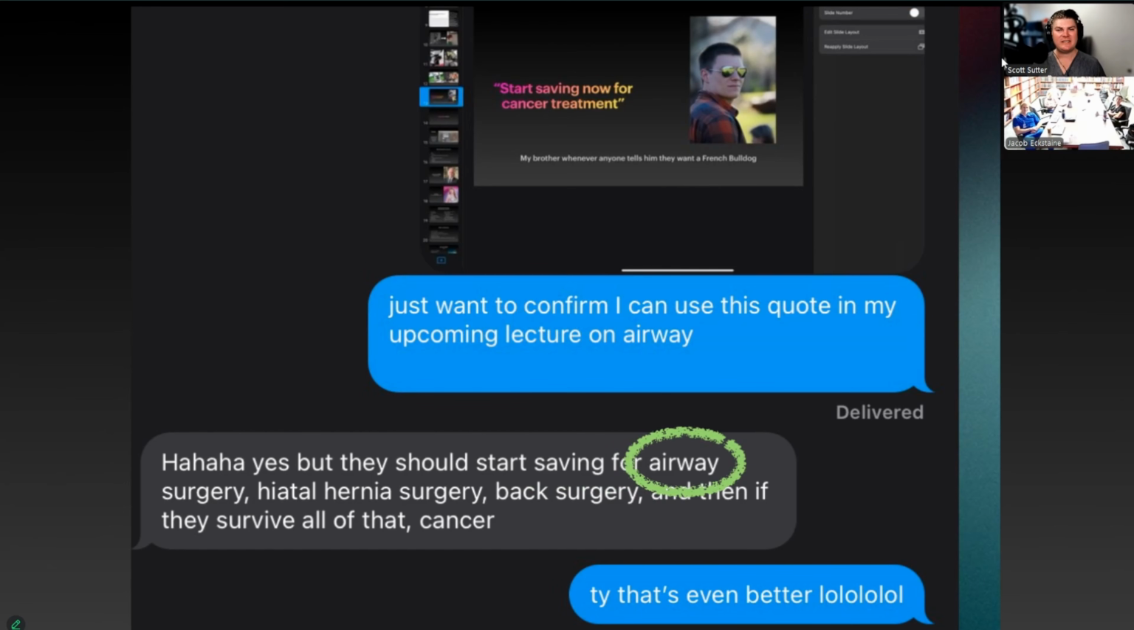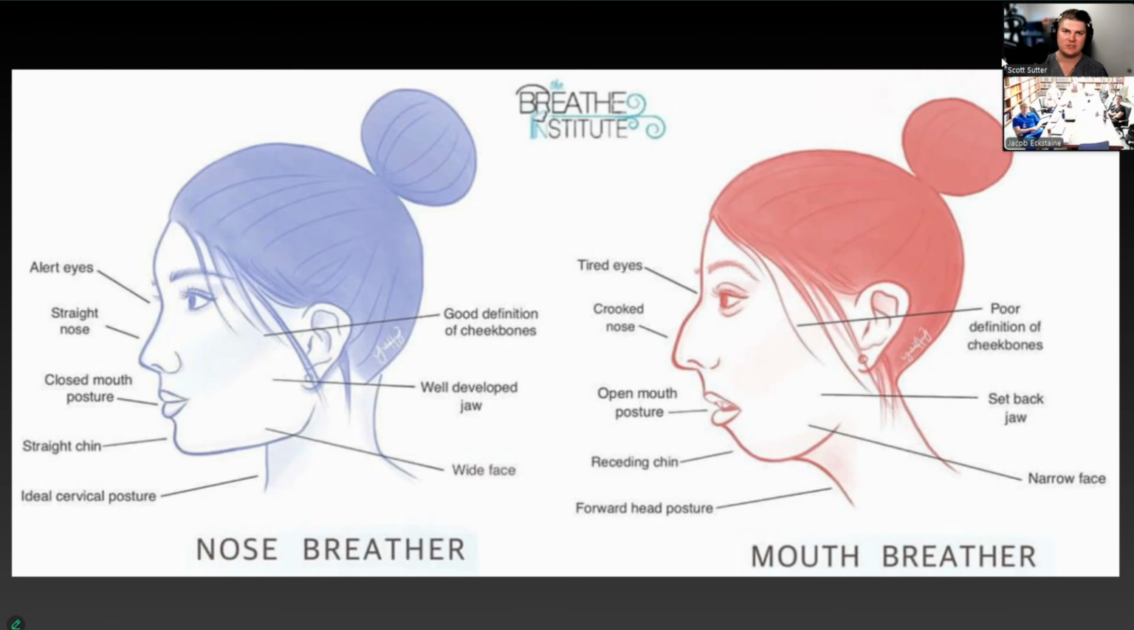But notice what he said here, that airway surgery is part of that kind of domain of things that go on. So what happens when we breathe through our mouths? In kids, that's when it's most important, because if you breathe through your mouth, your tongue isn't going to get into the right spot. Can you all read the things in here? Crooked nose, open mouth posture, receding chin, forward head posture, poor definition of cheekbones, setback jaw, narrow face, all those things. So breathing through your nose is so important.